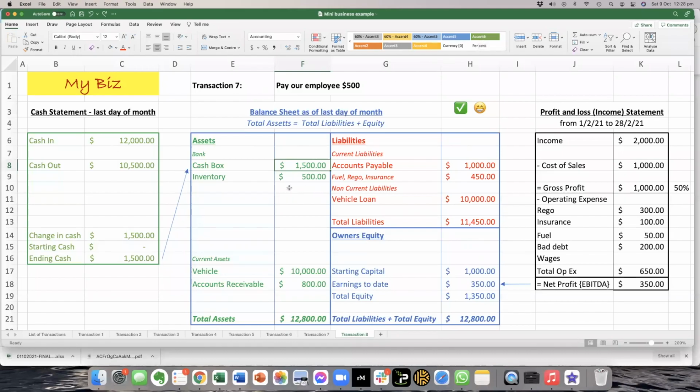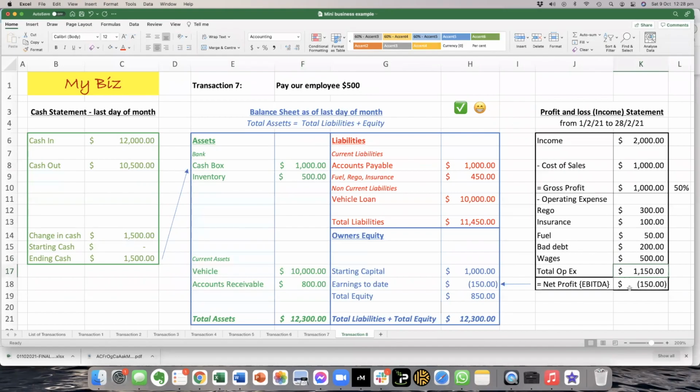So first of all, we've got to take some cash out for them. So $500 comes out of our cash box. So now our box only has $1,000 worth of cash in it. And you'll see immediately a little person's not happy. Our wages, we put in $500 on our P&L. You'll see we go back to being happy again.